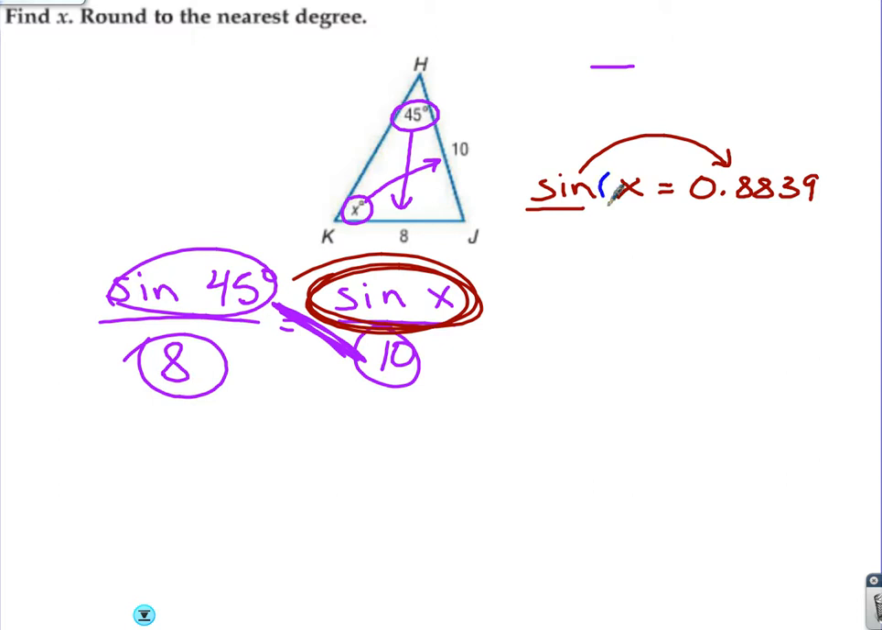The sine of x. Does anybody remember what it was called? How do I move a sine over? Inverse sine. To get a sine from one side to the other side. And here's your rule. Anytime you're looking for an angle, you will always do the inverse sine of the other side.